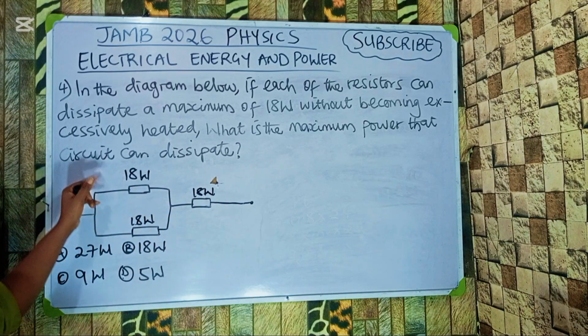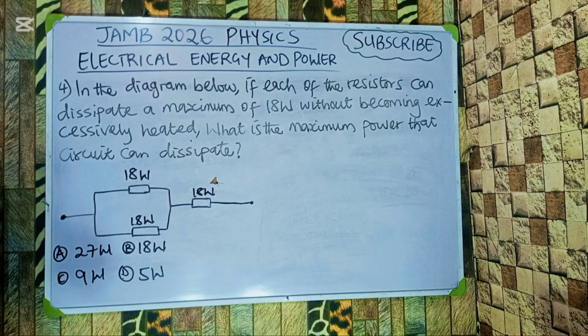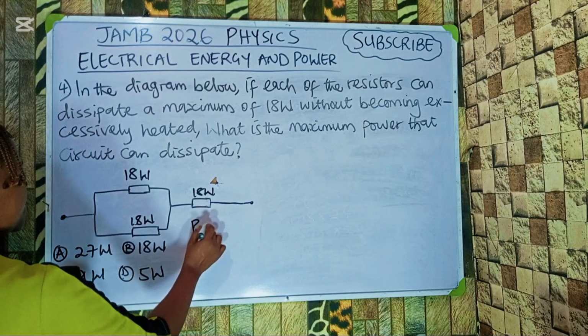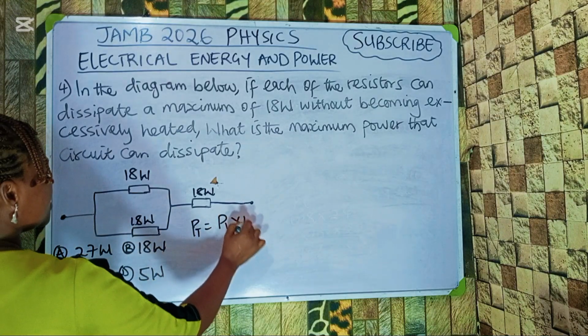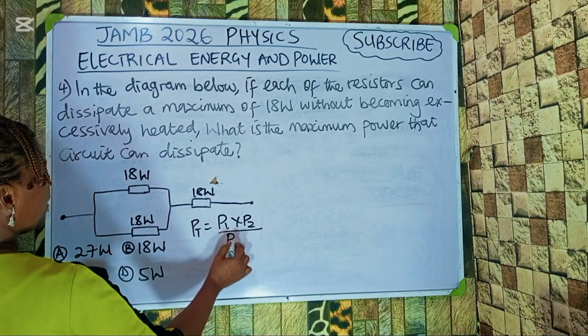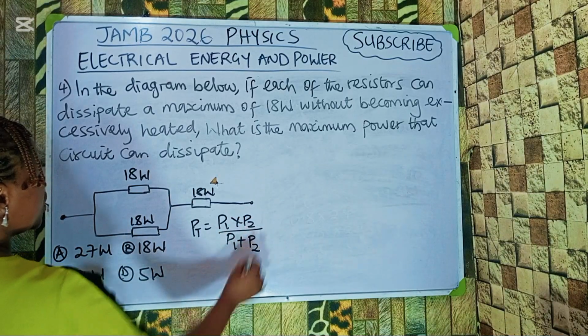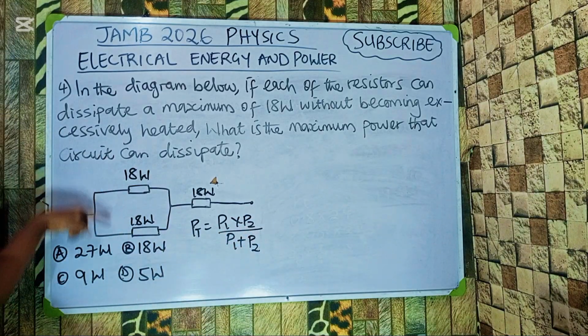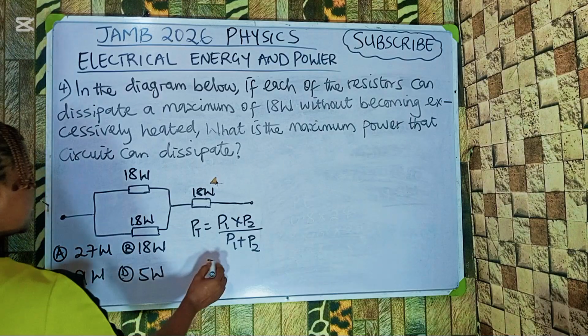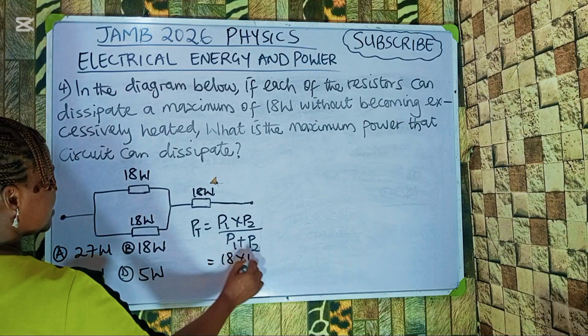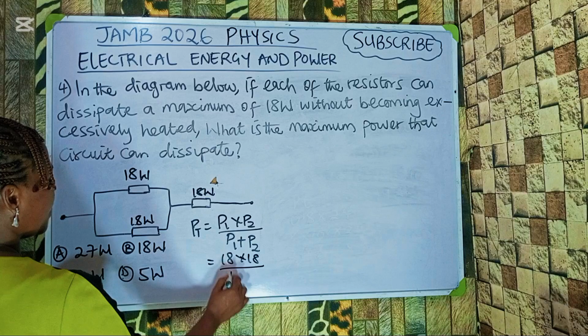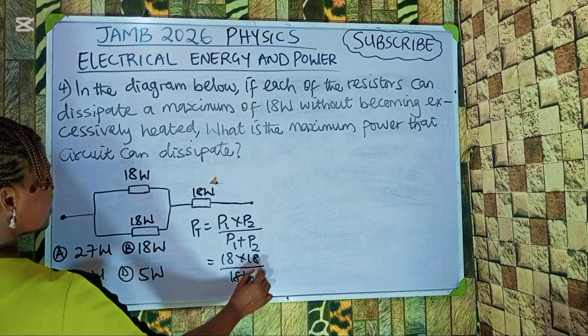These two are connected in parallel. I told you earlier that if there are just two powers connected in parallel, we solve it this way: the total power is equal to P1 times P2 all over P1 plus P2, just to get the effective power across this one. So that is equal to 18 times 18 divided by 18 plus 18.